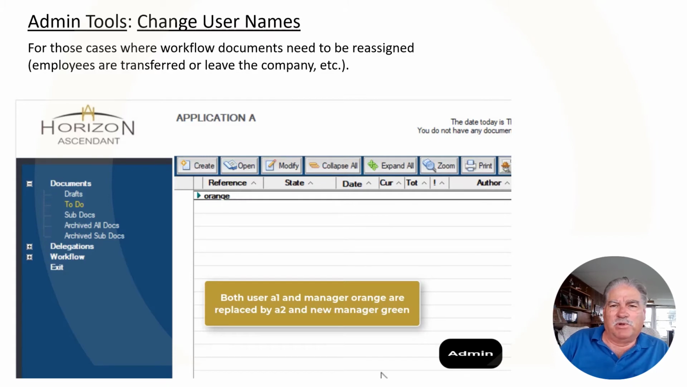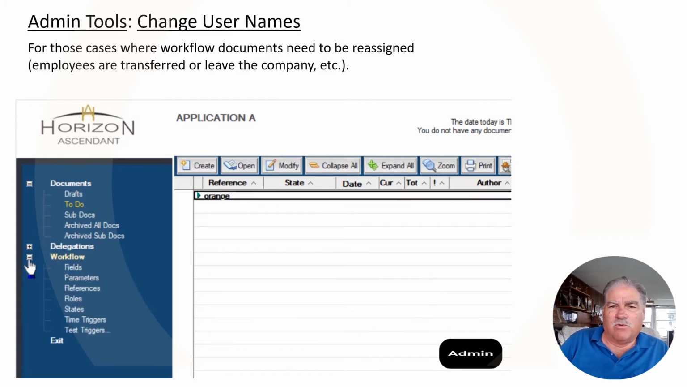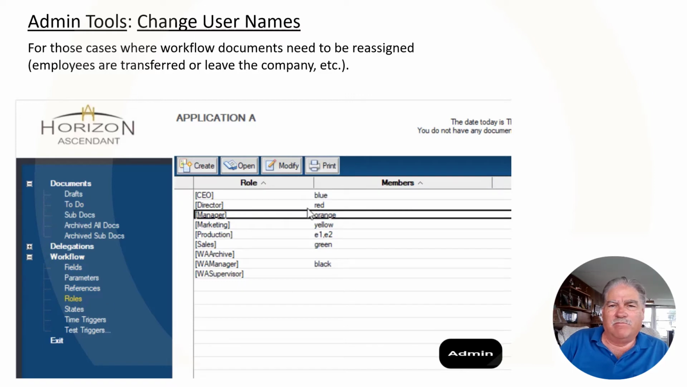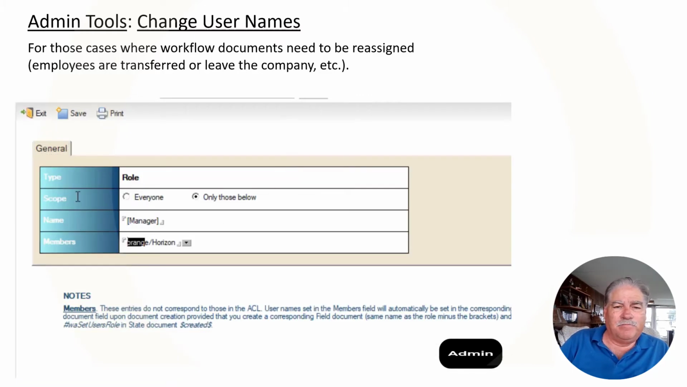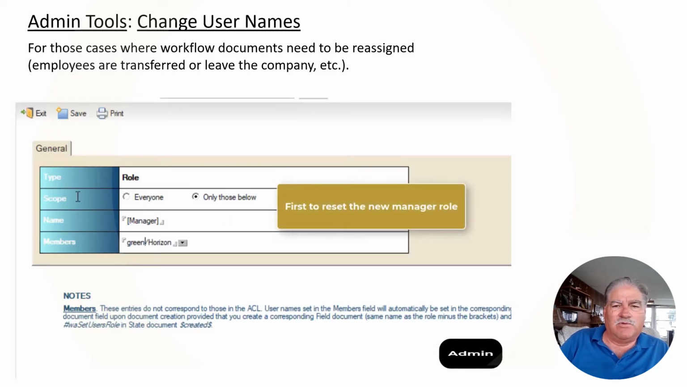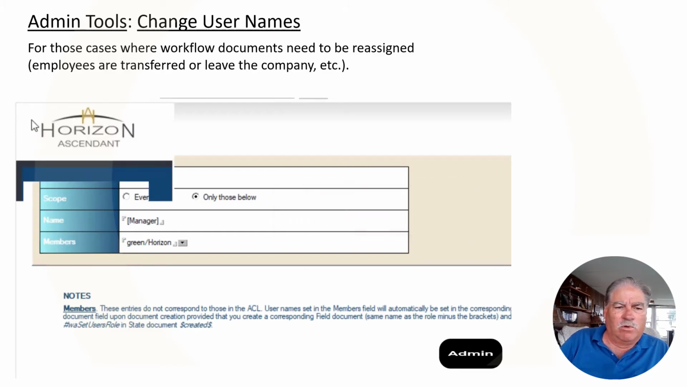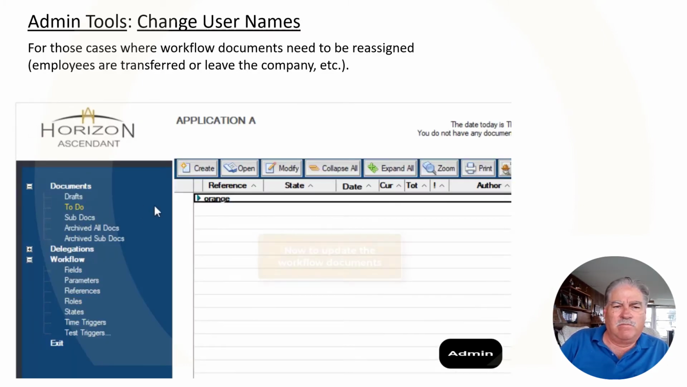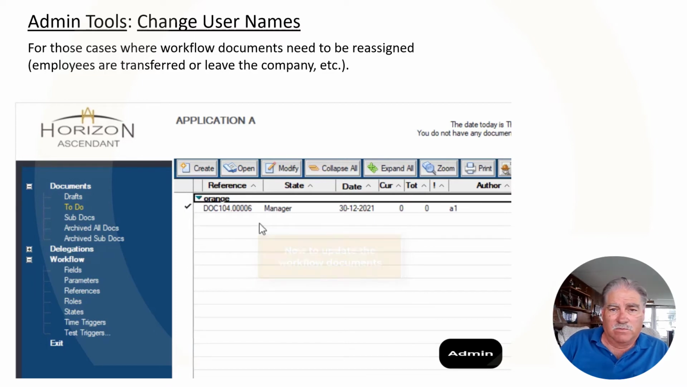So let's say we want to replace two users, both manager Orange as well as user A1, who created the document. Well, we'll first go in. We want to change the role from orange to green. Note this has nothing to do with the ACL.